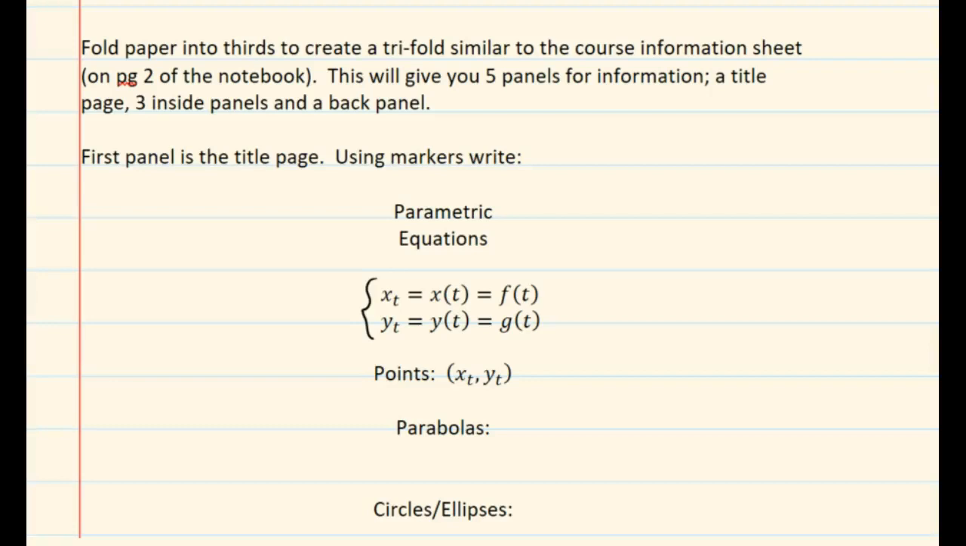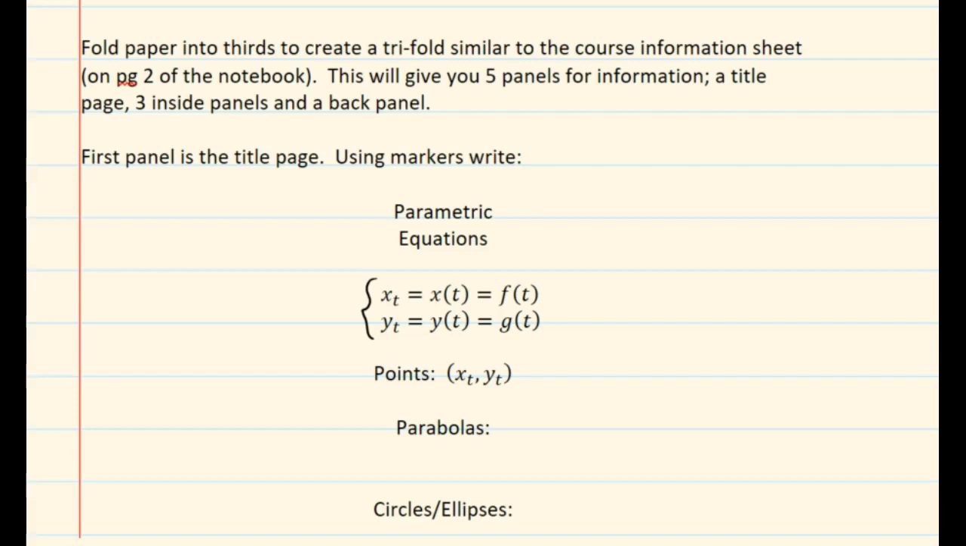This video is about parametric equations. In order to start off our notes, we're going to create some workspace on one page of our notebook. So what we're going to do is get a colorful piece of paper and fold it into a trifold, similar to that made for the course information sheet on page 2 of the notebook.